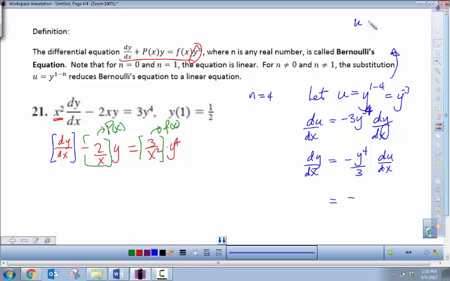So u is equal to y to the negative 3, and I want to make this to the fourth power, so I would raise this to the negative 4/3. Is that right? So then I would have y to the fourth is equal to u to the negative 4/3 power.